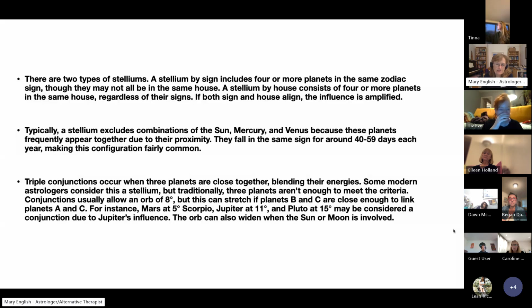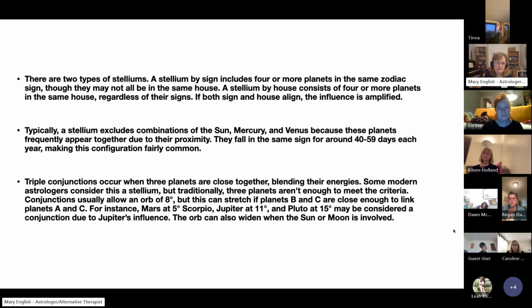A stellium by sign includes 4 or more planets in the same zodiac sign, although they might not all be in the same house. A stellium by house consists of 4 or more planets in the same house, regardless of their signs. If both sign and house align, the influence is amplified.